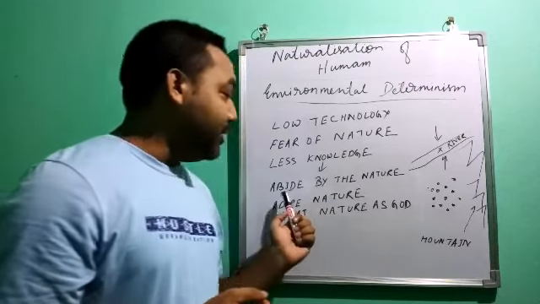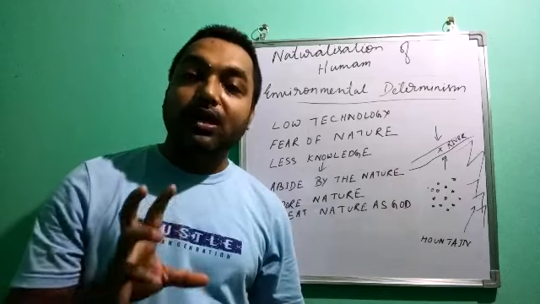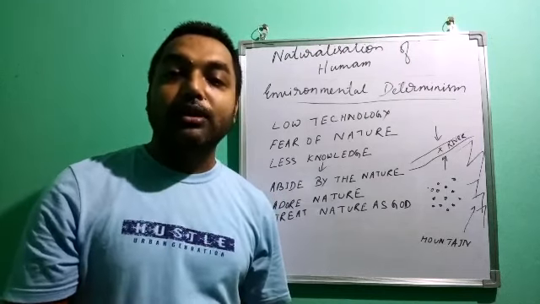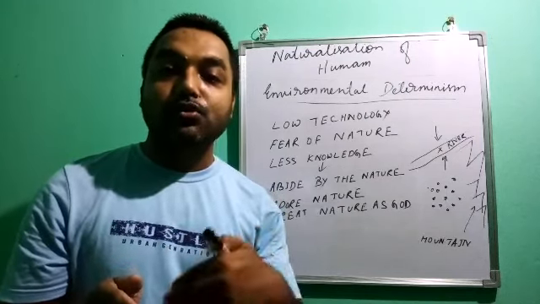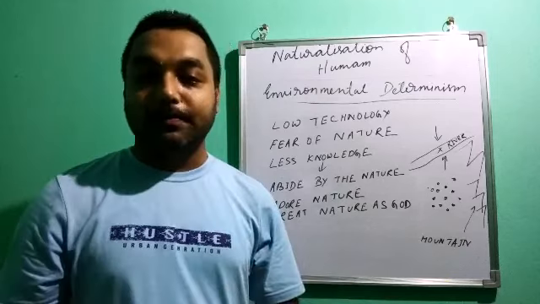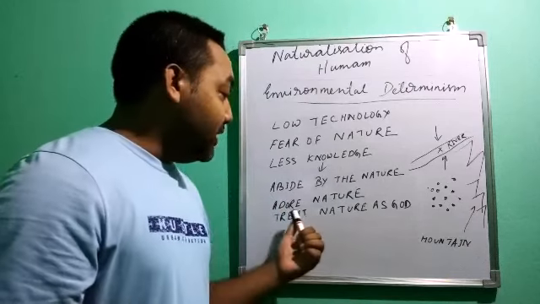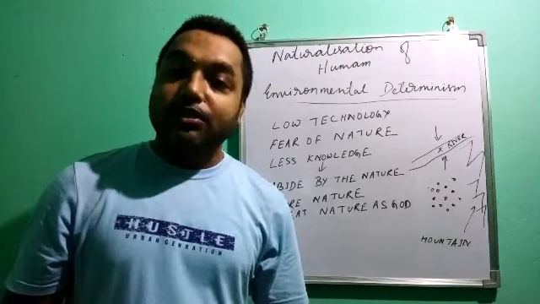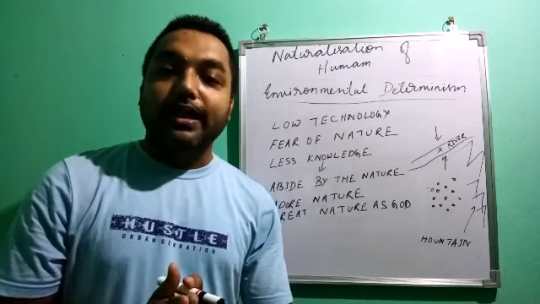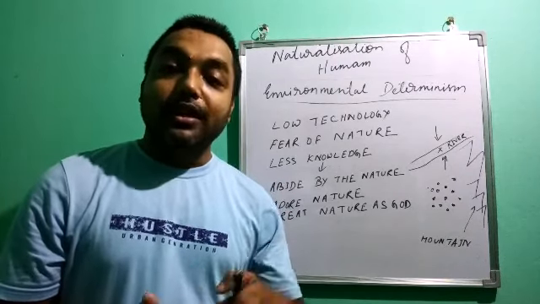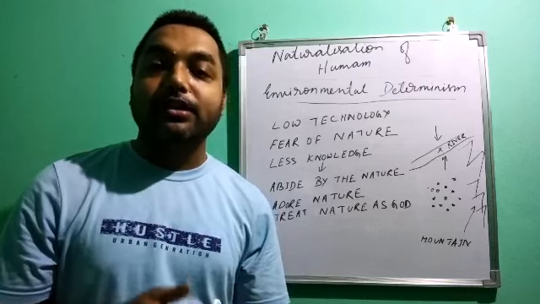As a result, what happened? They abide by the nature. Whatever nature says to them, whatever nature determines for them, they used to work according to the nature. And they used to adore the nature. That means they used to pray in front of the nature. As a result, they make the nature their god. They think that nature is their god.